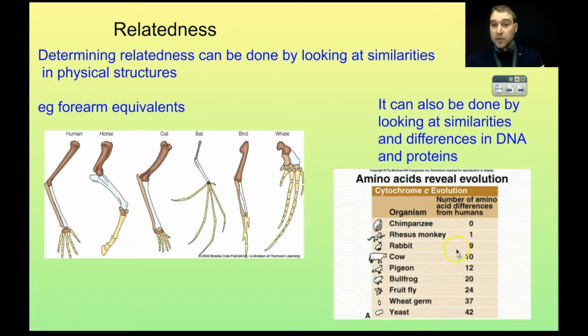So if we have a look down here at an example, cytochrome C is a very important enzyme. It's related to releasing energy. If we compare humans to chimpanzees, there are no differences in our amino acid sequence, but if we compare humans to a fruit fly, there are 24 differences. So we are more closely related to a chimpanzee than we are to a fruit fly.